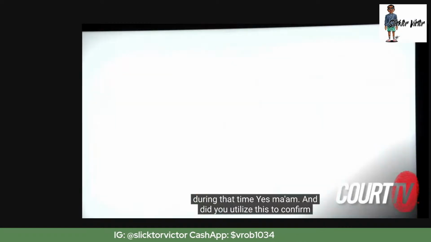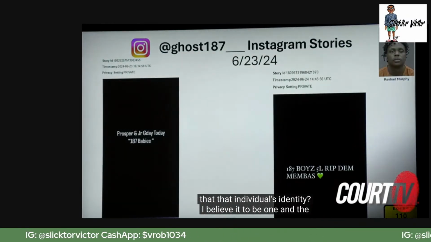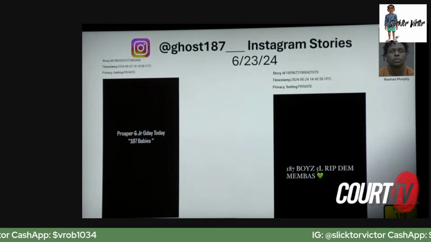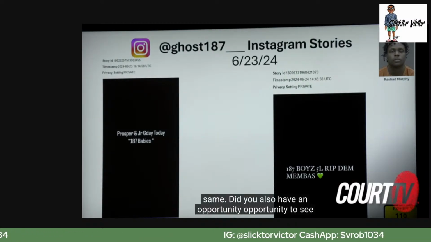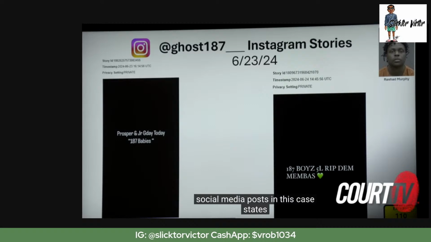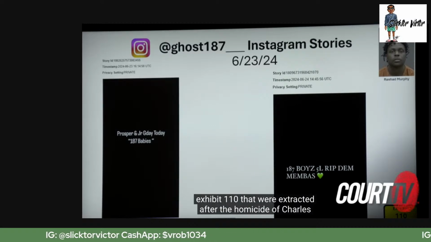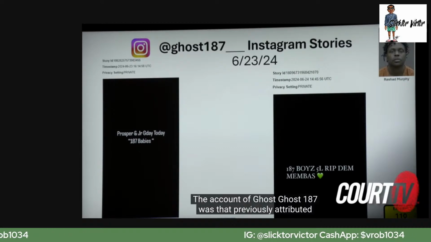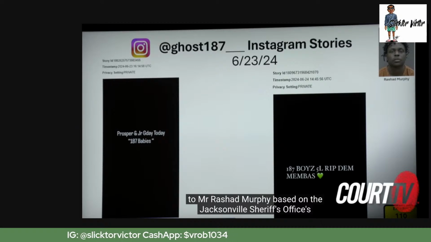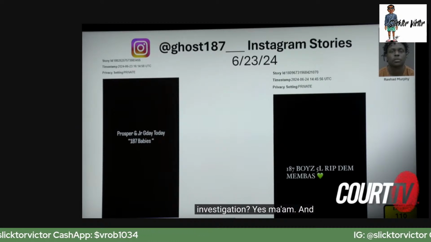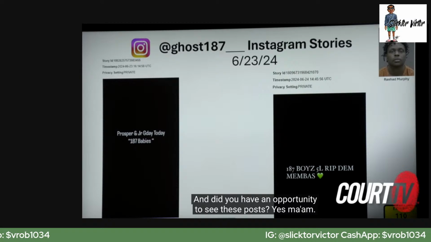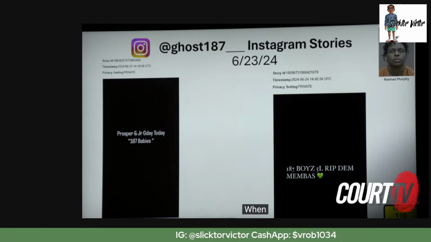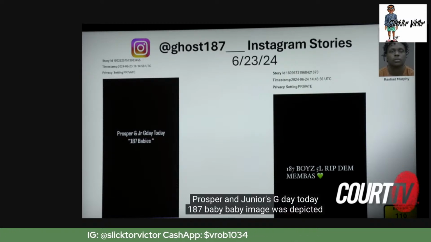Did you also have an opportunity to see social media posts in this case, State's Exhibit 110, that were extracted after the homicide of Charles Jones? Yes, ma'am. The account of Ghost 187, was that previously attributed to Mr. Rashad Murphy based on the Jacksonville Sheriff's Office's investigation? Yes, ma'am. And did you have an opportunity to see these posts? Yes, ma'am. When the Prosper and Junior's G-Day Today 187 Babies image was depicted, was there anything of significance in that post to you? The reference to the 187 and then Prosper and Tay, or Prosper and Junior.